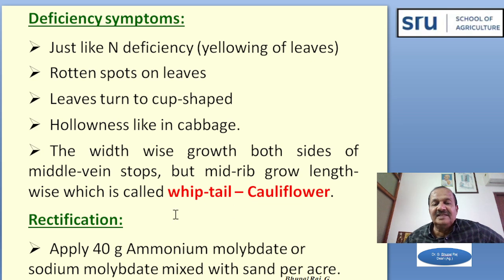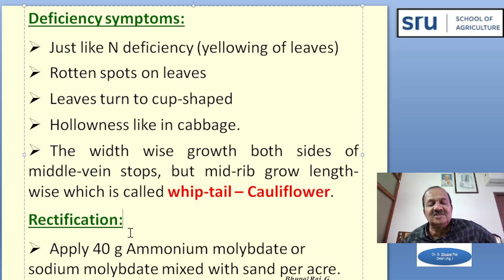So how do we rectify the molybdenum deficiency in crops? Generally, for soil application, apply 40 grams of ammonium molybdate or sodium molybdate mixed with sand per acre. Why are we mixing with sand? 40 grams is a very, very low quantity. If we apply 40 grams directly, it may not be uniform on the soil. So for uniform application, we should mix this 40 grams with sand and broadcast it on the deficient soil.